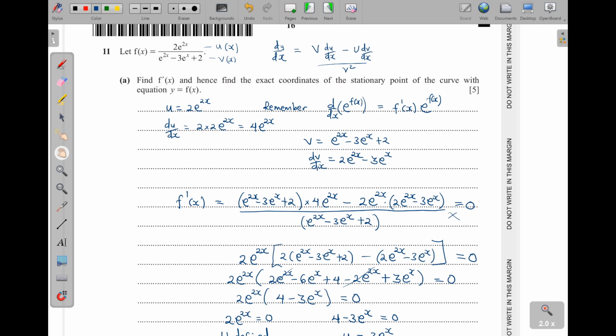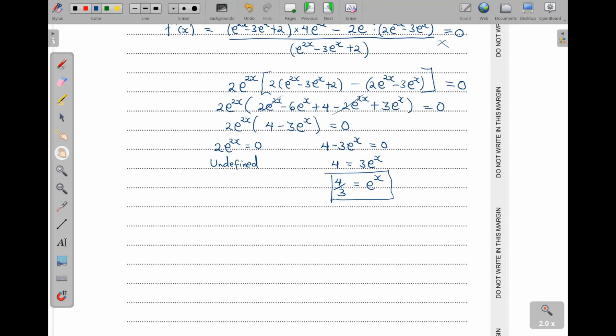So the y coordinate, we shall be substituting in this f of x, and there is e to the power of x in there. So what will be the value of x here? Introduce natural logarithms on both sides. When we introduce natural logarithms on both sides, we shall have natural log of 4 over 3 equal to natural log of e to the power of x. Using the rules of indices, this one will come down here, but natural log of e is 1. So that means x is going to be equal to the natural log of 4 over 3.